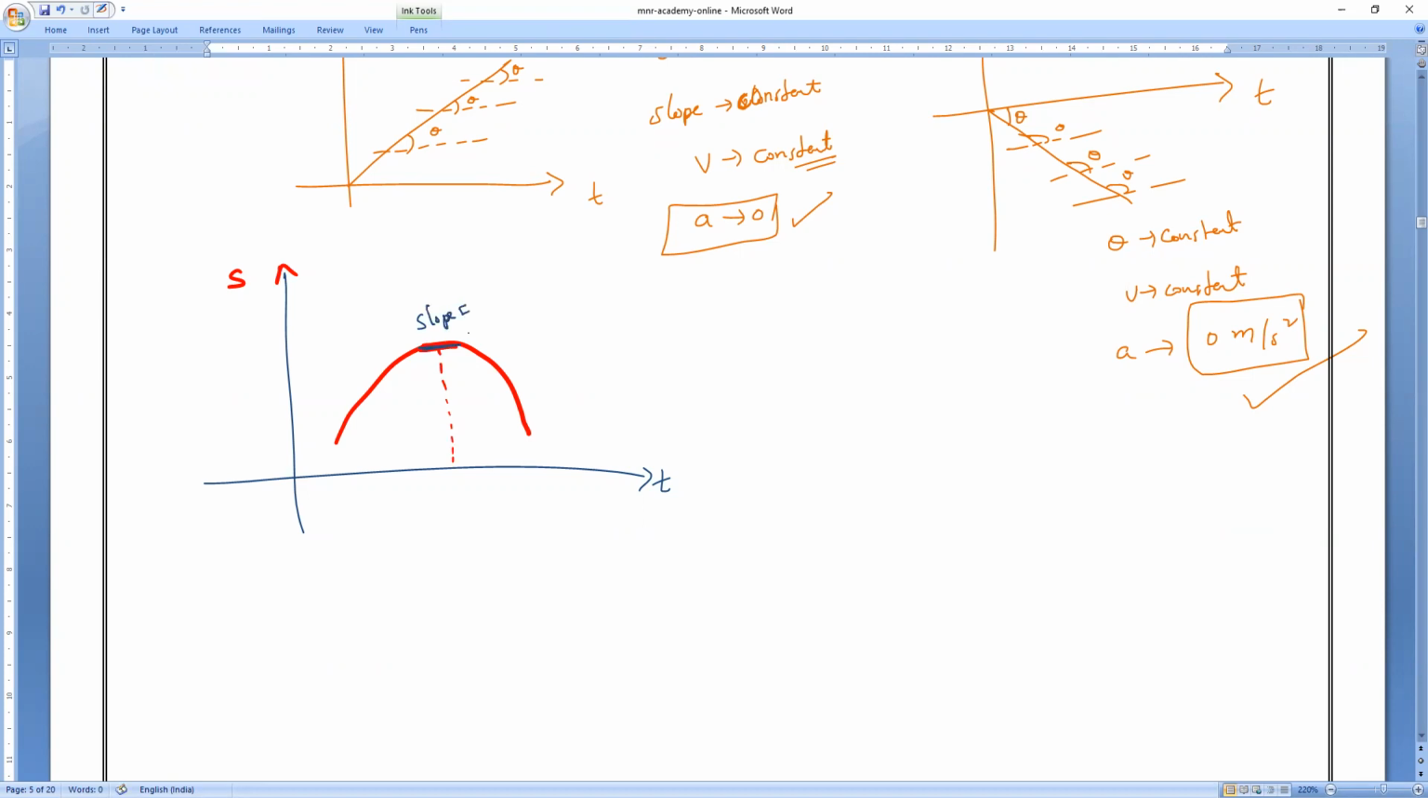Parallel to the X-axis, correct? At this point alone, this is increasing, this is parallel, this is decreasing. Yes or no? Then slope is 0. So slope is 0 means v is equal to what? v is equal to 0. Now what is this curve actually? Concave upwards or concave downwards? Concave downwards. Now find the suitable graph representing this motion of a body.